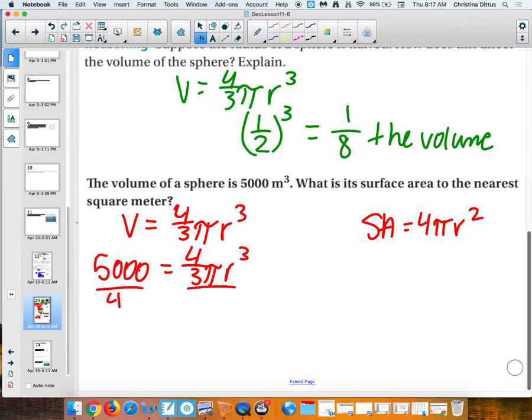You may need to do that in different steps depending on your calculator. Again, I think if you just put parentheses around that, you should be fine. I will tell you what you should get. R cubed should be 1193.